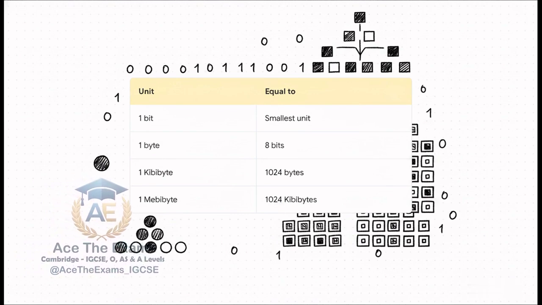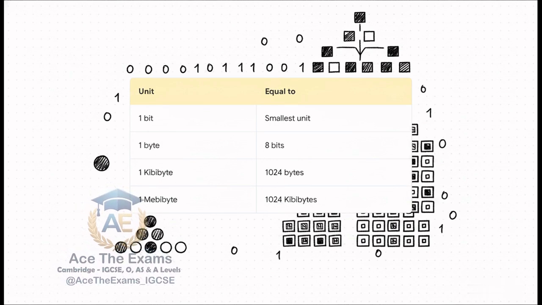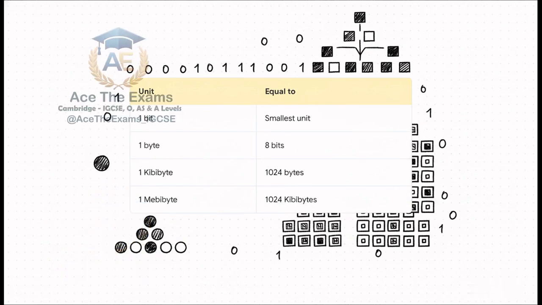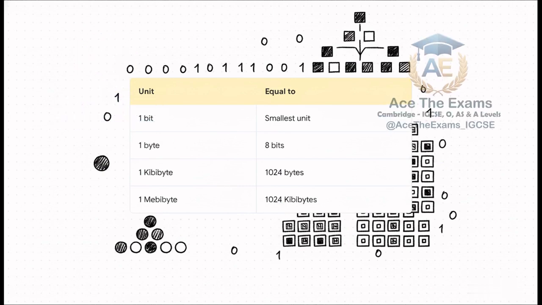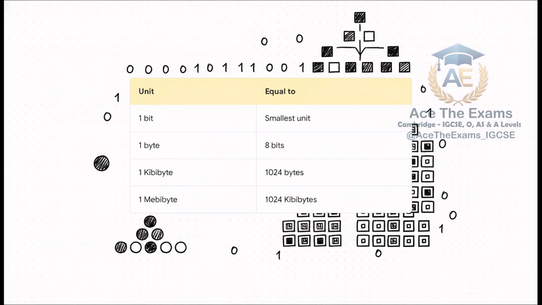But here is something most people actually don't know. Because computers run on base 2 binary, storage scales up by multiples of 1024, not an even 1000. So 1024 bytes make a kibibyte. 1024 kibibytes make a mebibyte, and it just scales all the way up to gigabytes, tebibytes, and beyond.